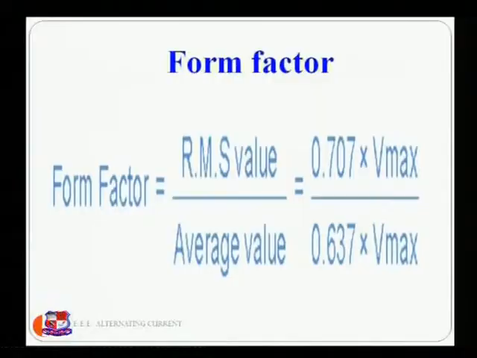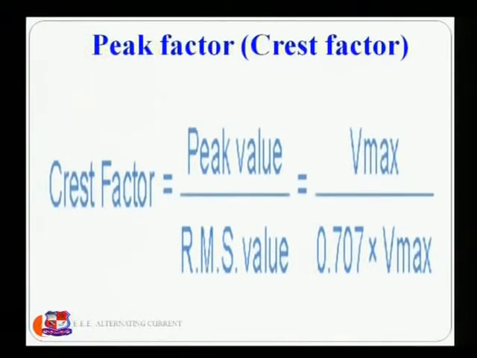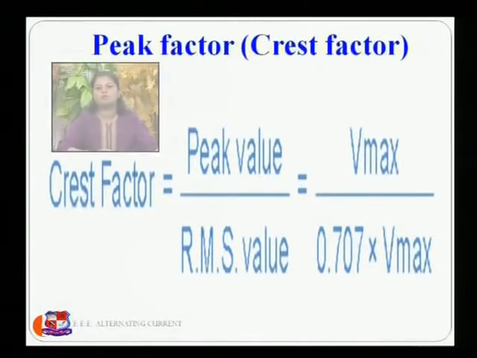Now next is the form factor. Form factor is the ratio of RMS value to average value. As we discussed in the last few sessions, RMS value is 0.707 into Vmax and average value is 0.637 into Vmax. So form factor is the ratio of RMS value and average value. You can use this equation to solve certain examples. Next is the peak factor or crest factor. The crest factor is the ratio of peak value, or you can say the maximum value, to the RMS value. You can use this relation to solve certain examples.